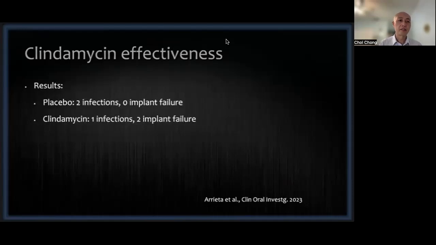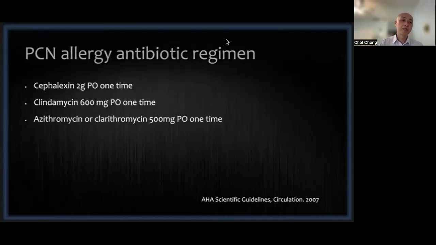The results tell us that in the placebo group there were 2 infections with no implant failures, but in the clindamycin group there was 1 infection that resulted in 2 implant failures. And statistically, there was no difference between the placebo and the clindamycin group. Once again, even though this is a small n study, this tells us that maybe clindamycin is really not effective at all. So the question that I have is, why are we using clindamycin as a go-to antibiotic regimen for patients that are allergic to penicillin?